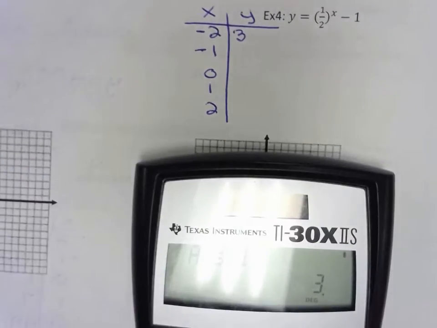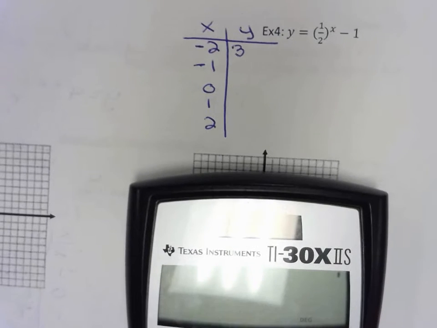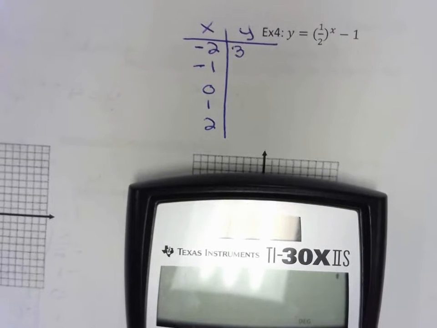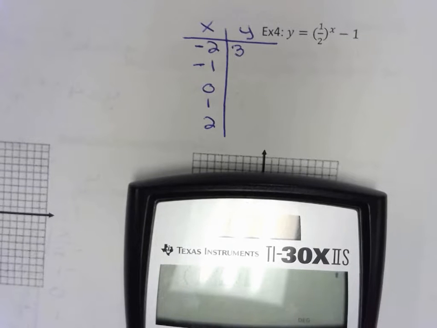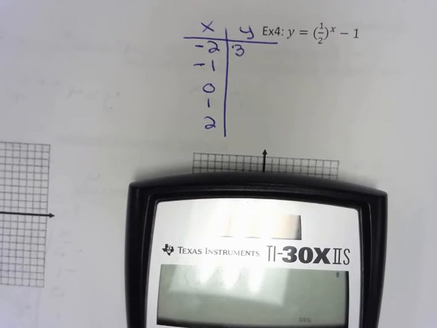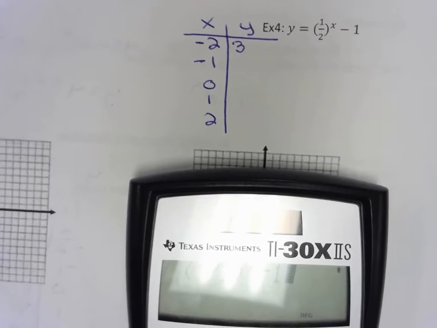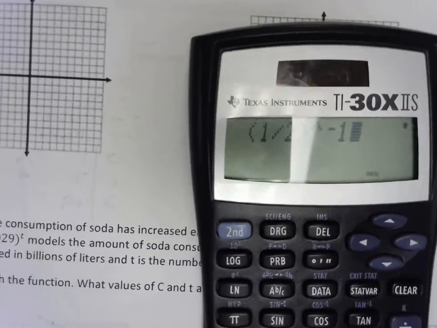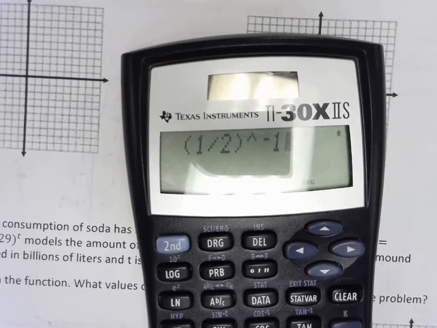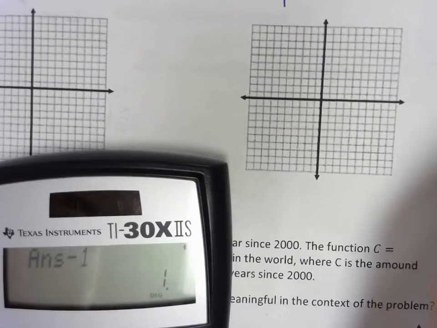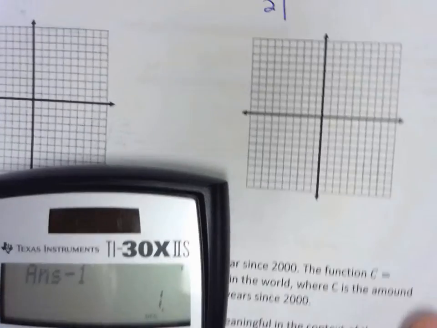Okay. Now I do the same thing with the -1 and see what you get. So parenthesis 1 divided by 2 to the negative first power. So it should look something like that. There's a glare on there, but that's okay. Get an answer and then subtract 1. And we get 1. So -1, 1 is my next point.